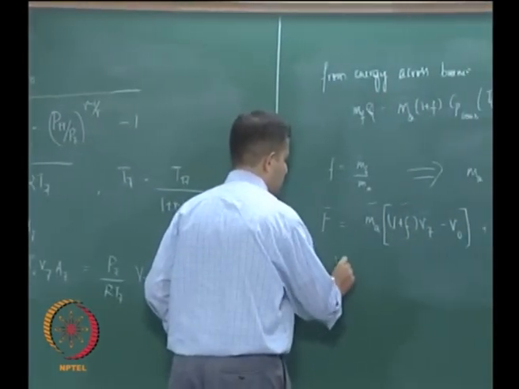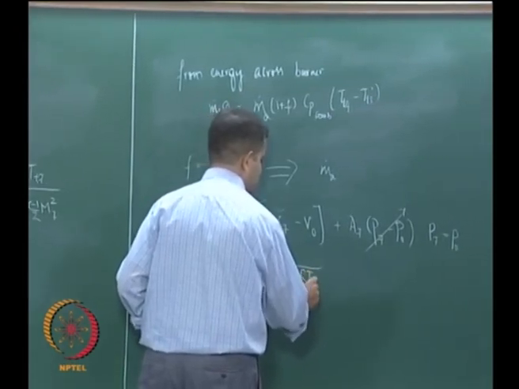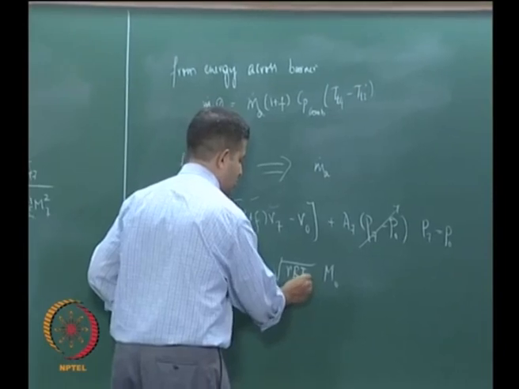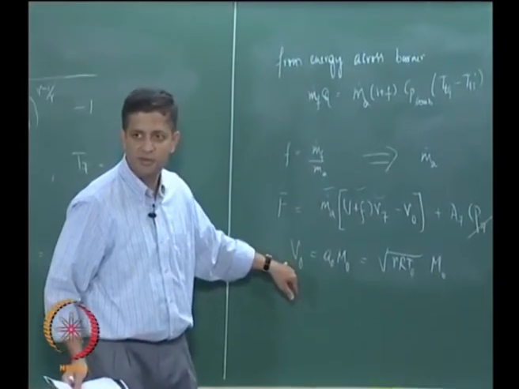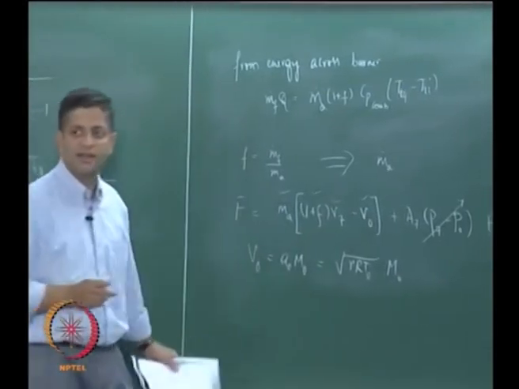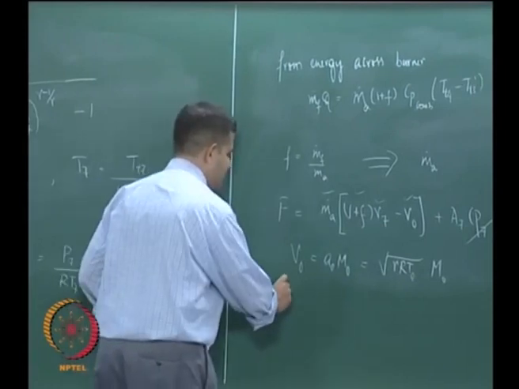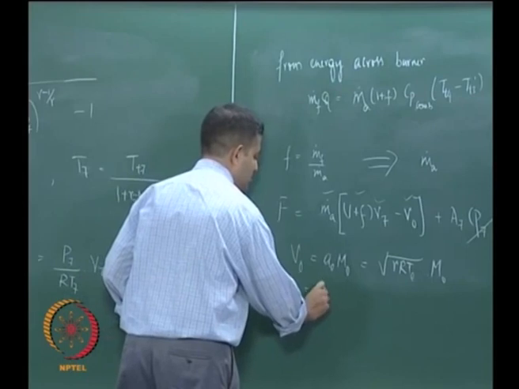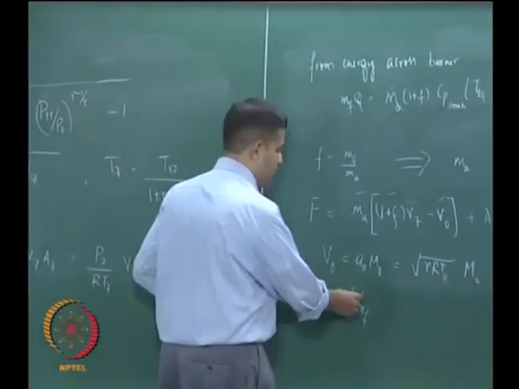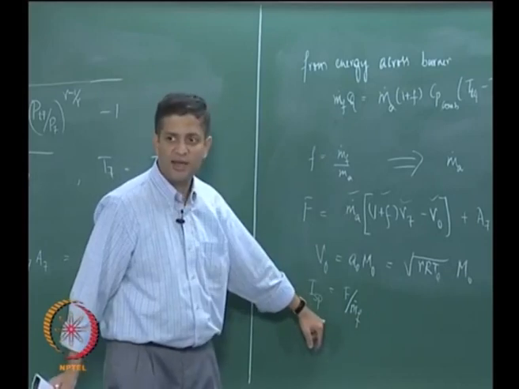Firstly, v naught is nothing but a naught M naught. So we know both T naught and M naught. So I can calculate v naught. So I'll know everything here, right? In this equation, all these quantities are now known, and therefore I can get thrust. And once I get thrust, I can also get ISP very easily. ISP is nothing but thrust per unit mass flow rate of fuel. I know mass flow rate of fuel, I have calculated here. I know thrust, so I can get ISP.